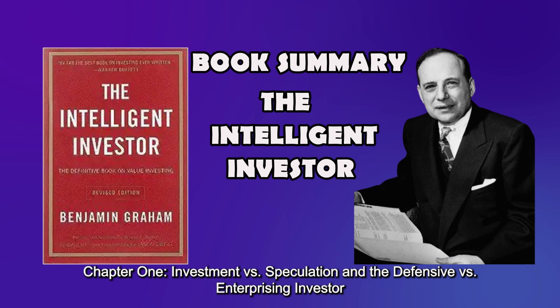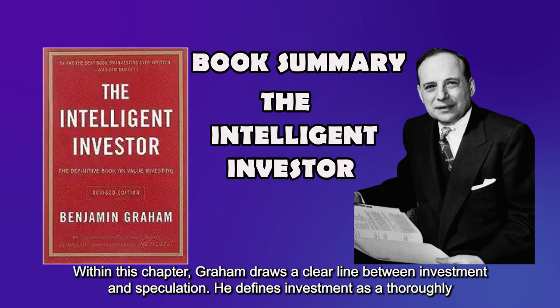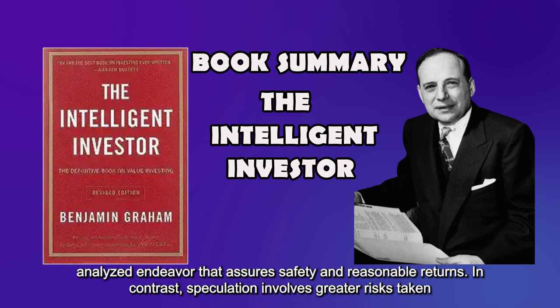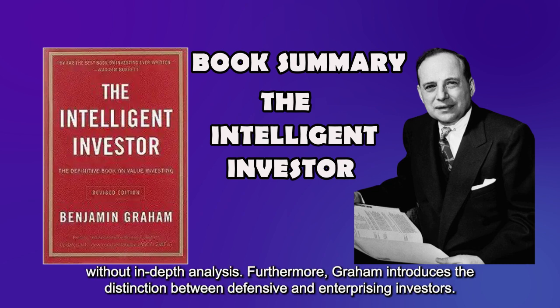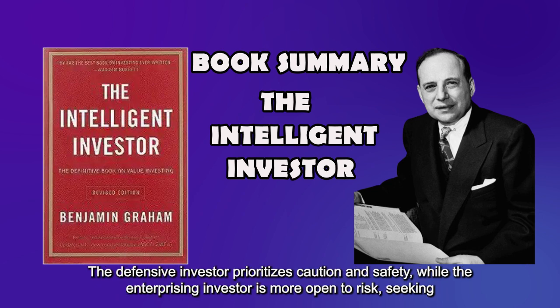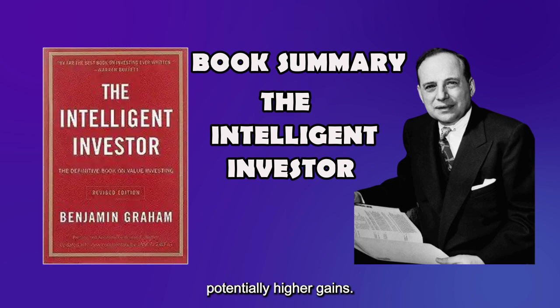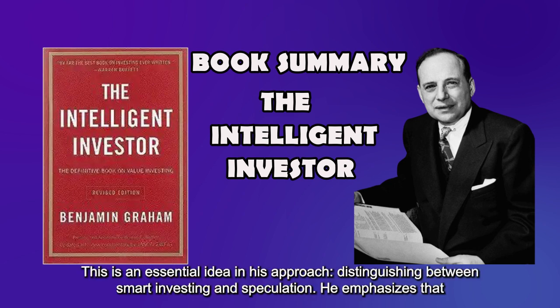Chapter 1: Investment vs. Speculation and the Defensive vs. Enterprising Investor. Within this chapter, Graham draws a clear line between investment and speculation. He defines investment as a thoroughly analyzed endeavor that assures safety and reasonable returns. In contrast, speculation involves greater risks taken without in-depth analysis. Furthermore, Graham introduces the distinction between defensive and enterprising investors. The defensive investor prioritizes caution and safety, while the enterprising investor is more open to risk, seeking potentially higher gains. This is an essential idea in his approach, distinguishing between smart investing and speculation.